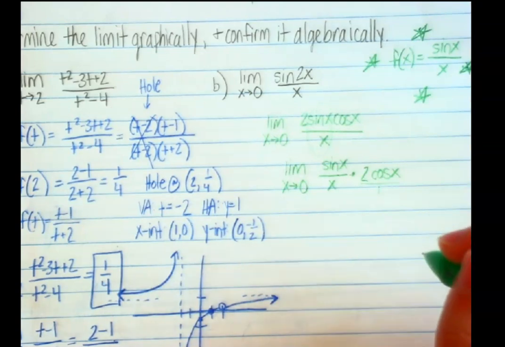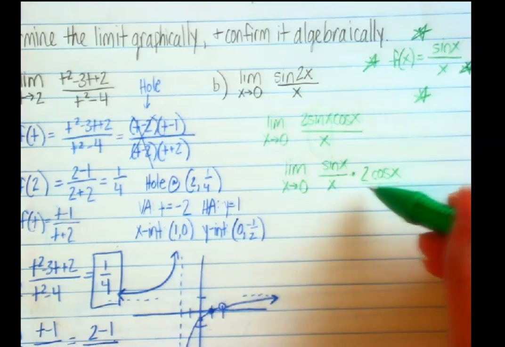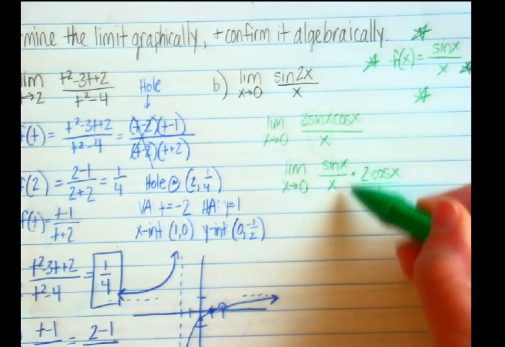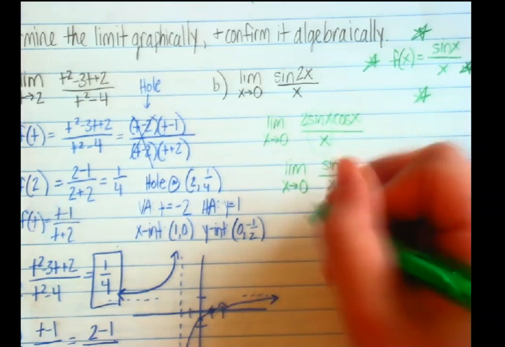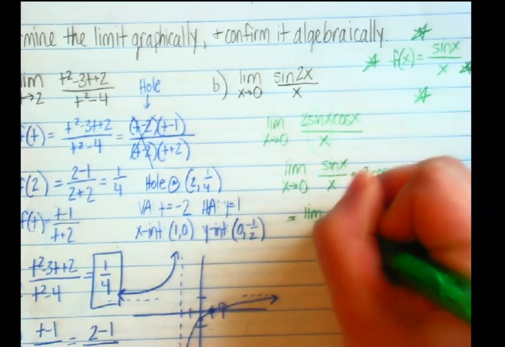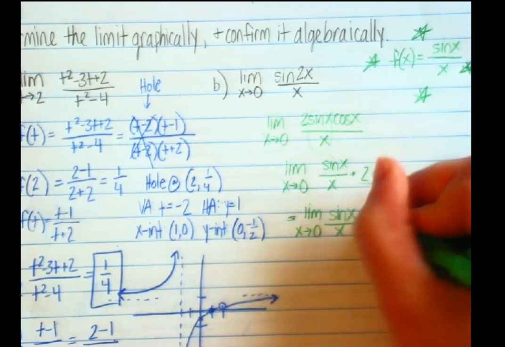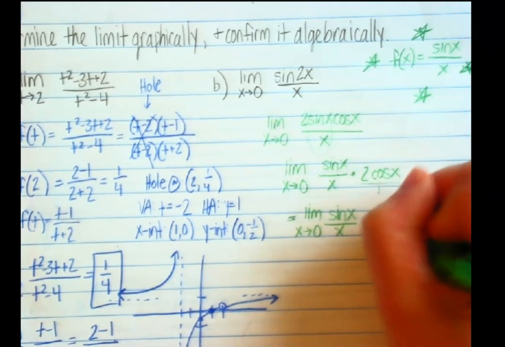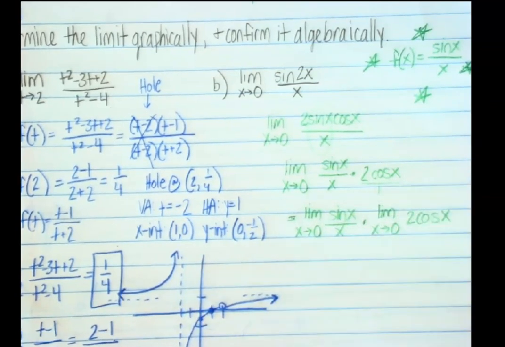Now, using our properties of limits, I know that in order to evaluate this limit, I could just find the limit of this function and the limit of this function and multiply them together. In other words, this is the same thing as the limit as x approaches 0 of sine of x over x times the limit as x approaches 0 of 2 cosine of x. Now that I've split it up into these two limits, these should be two graphs that I can draw by hand without my calculator.